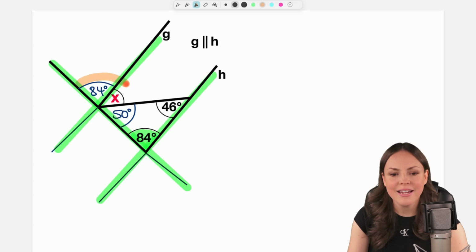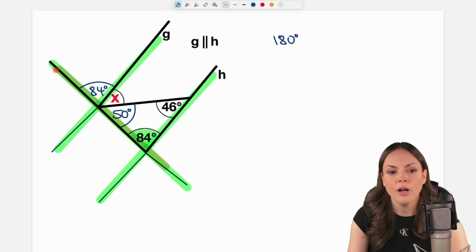So we know the size of this angle here, which is great because now we have these three angles here that lie along this one line. So they have to add up to 180 degrees. These are adjacent angles along this one line. So we can find our x because 84 degrees plus 50 degrees equals 134 degrees. And to get to 180 degrees in total, we need 46 degrees, and we found our missing angle.